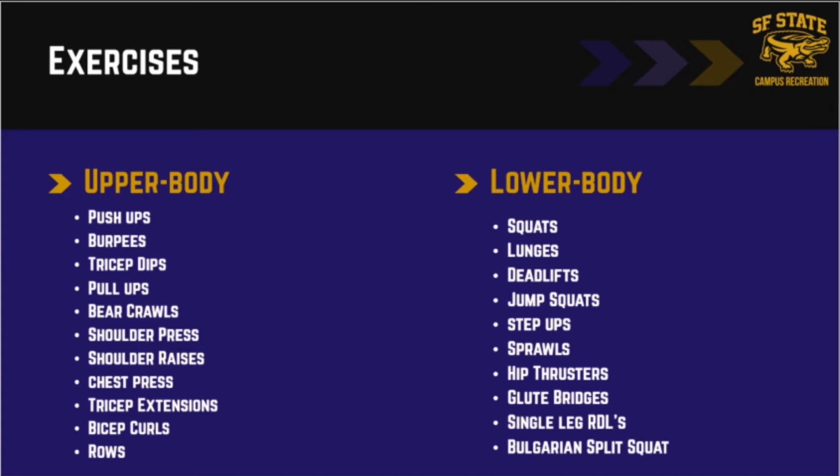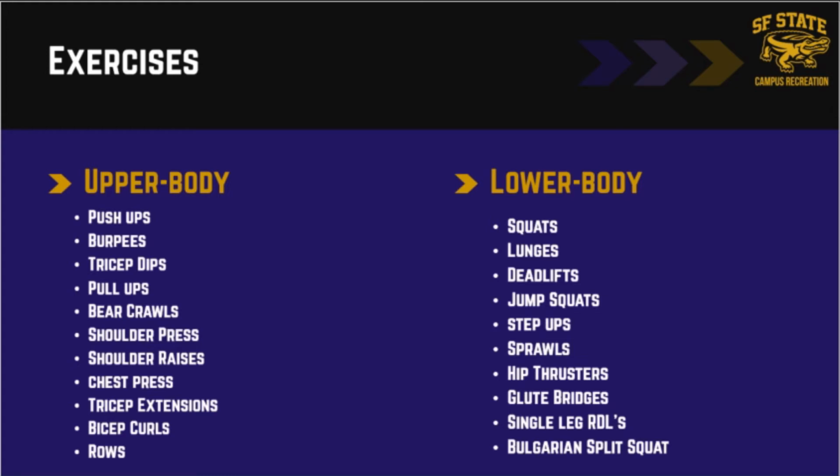If you look over to the upper body section, we have push-ups, tricep dips, pull-ups, bear crawls. All these exercises can help you focus on the upper body portion, whether it's targeting the chest, the shoulders, the back, the arms. These are some examples that you can use in your workout. Now, I'm not saying you should do only these workouts, but these are just examples. So please keep that in mind.